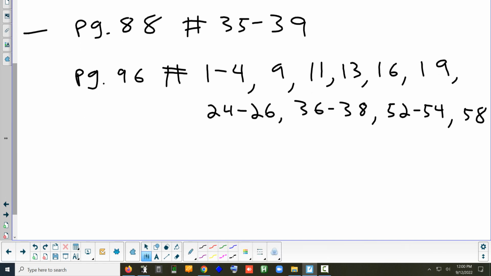All right, so the first thing we did was a break-even problem. So page 88, 35 to 39, that's a break-even point problem. And then page 96 is on solving linear and quadratic equations.